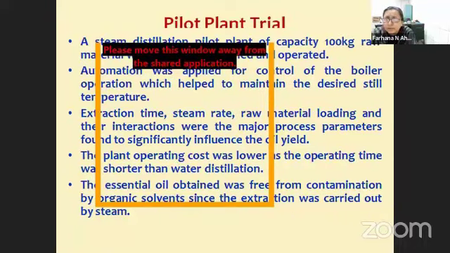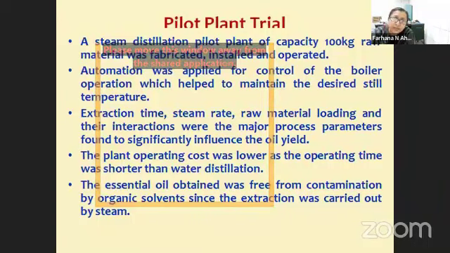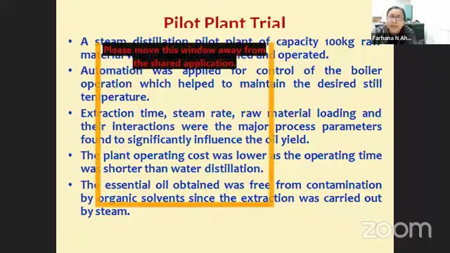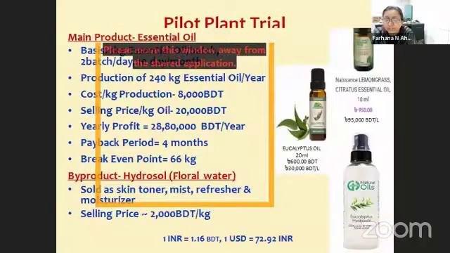The outcome of the project was that we fabricated a pilot plant with a capacity of about 100 kg raw material, and automation was applied. We observed that the extraction time, steam rate, raw material loading, and their interactions were the major process parameters found to significantly influence the oil yield. The plant operating cost was lower as the operating time was shorter than water distillation, and the essential oil obtained was free from contamination by organic solvents since the extraction was carried out by steam.